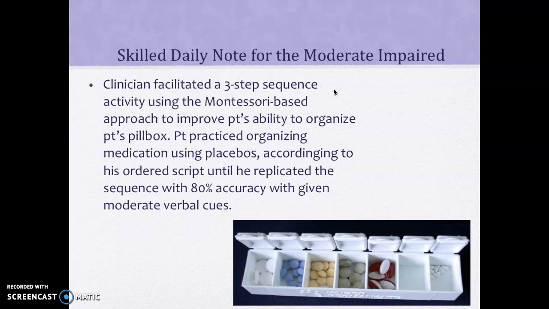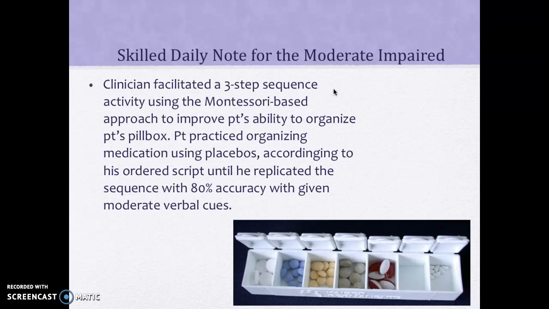Now, my daily skill note for the moderate impaired would be: the clinician, which is I, facilitated a 3-step sequence activity using a Montessori based approach to improve patient's ability to organize patient's pill box. Patient participated organizing medication using placebos according to his ordered script, which is his prescription. What his prescription may say: twice a day you take your high blood pressure, once a day your diabetes medication, according to the script, until he is able to replicate the sequence with 80% accuracy.